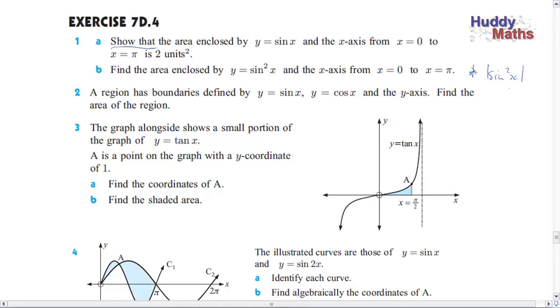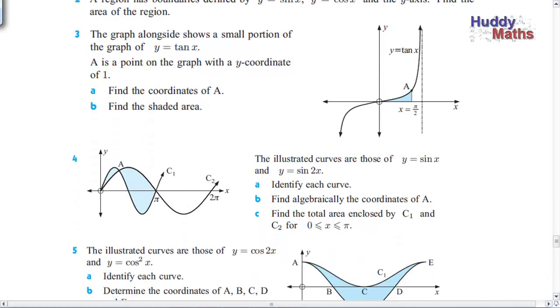Okay, so there's some interesting ones here. Just think about what you're doing. That's very, very important. And things like down here, find algebraically and find the total area. You could use the calculator for this, but you can't use the calculator for that because it says find algebraically. So play around with all these things and see what you come up with.